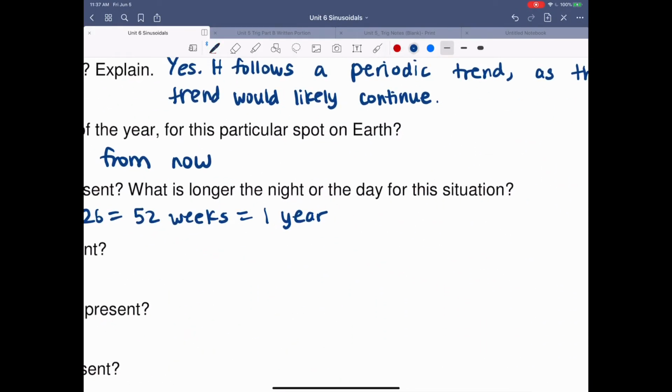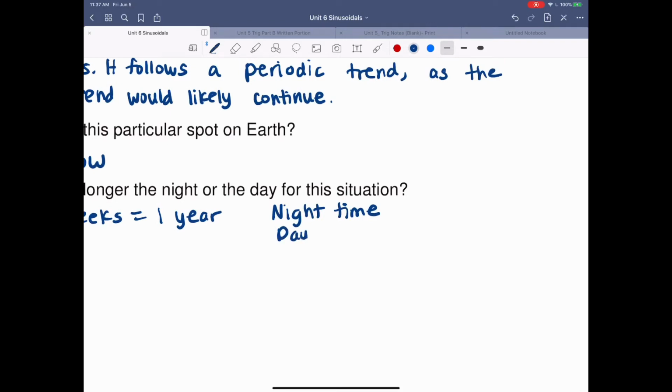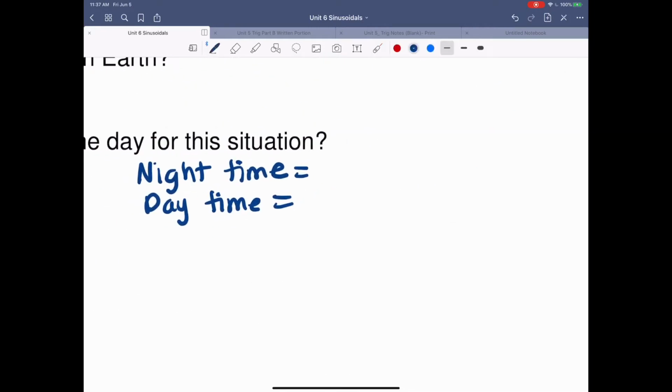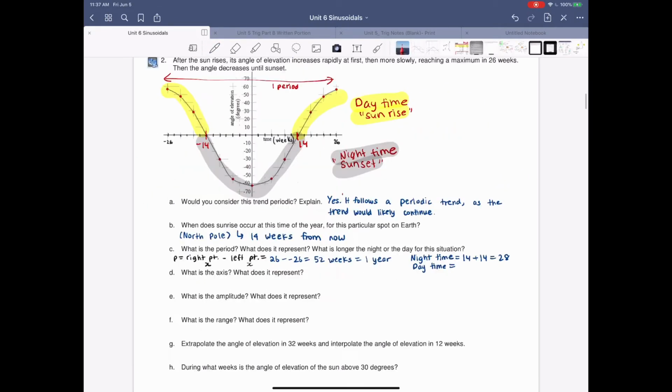But that wasn't the end of the question. They asked how long is nighttime and how long is daytime in terms of the number of weeks. And so if you look at the gray parts, from here to here, that's 14. From here to here, that's also 14. When I talk about duration of time, I'm going to talk about it as 28 weeks. So I'm really adding 14 plus 14. Please don't get 0 as your answer, because we're talking about the duration of time. So 28 weeks, that's how long nighttime is.